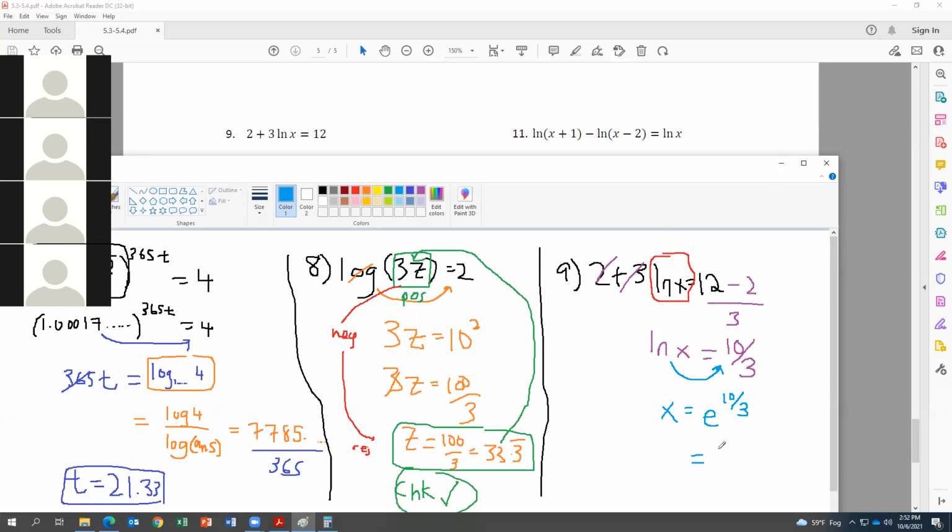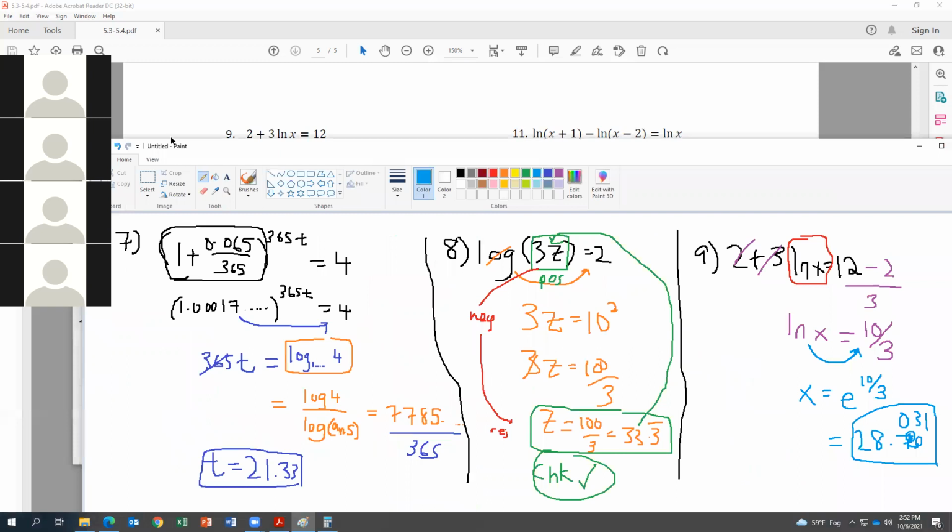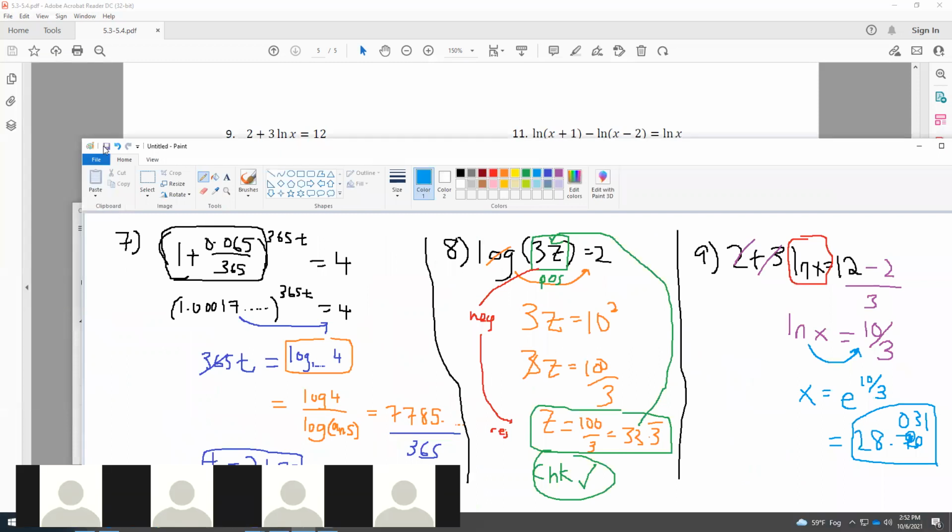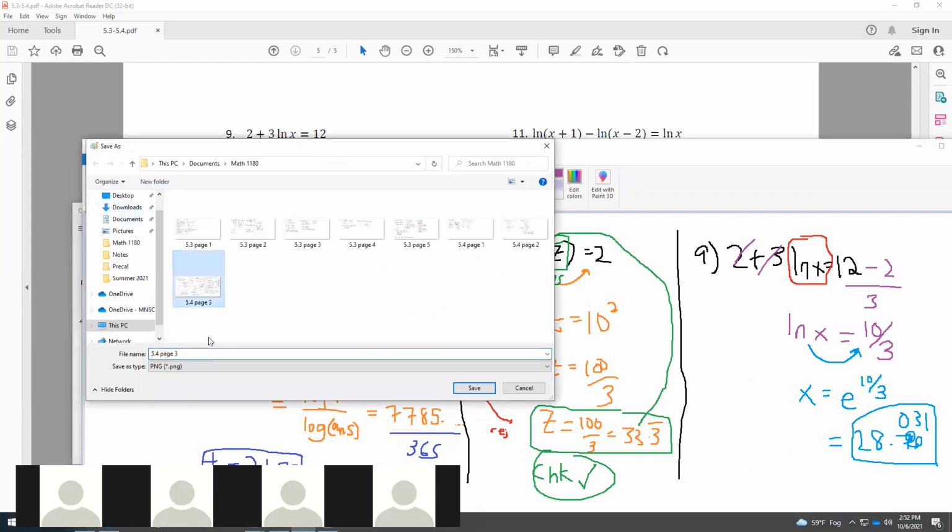28.031. 28 point something. 031. Then you guys know how to use your calculator, right? You guys all right here with number 9? Questions?